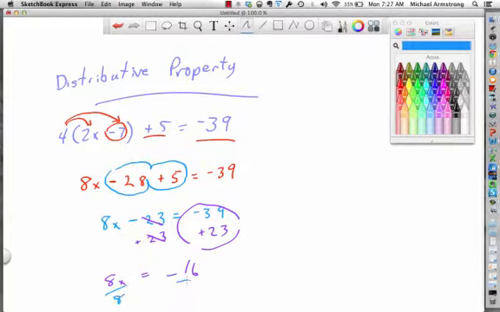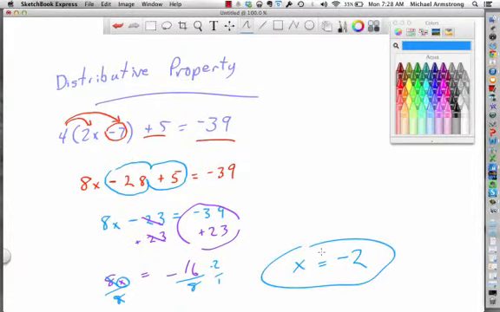And now again we're going to divide both sides by 8 so that we can get that x all by itself. 8 over 8 is 1, which leaves 1x, and negative 16 over 8 is negative 2. It's the same thing as negative 2 over 1. So x is equal to negative 2. And that should be a good answer.